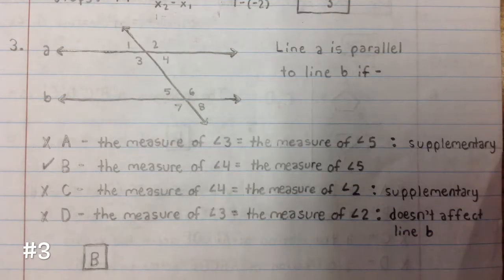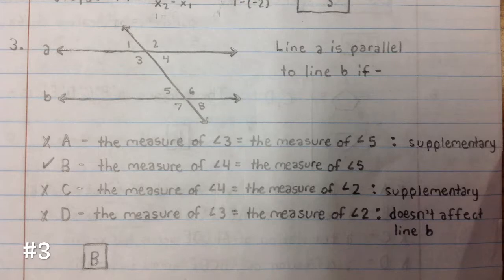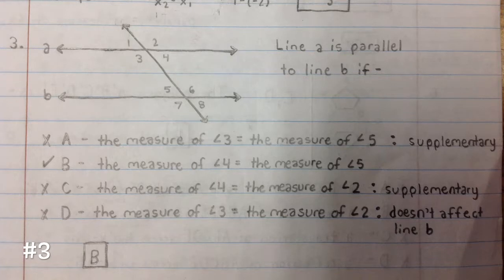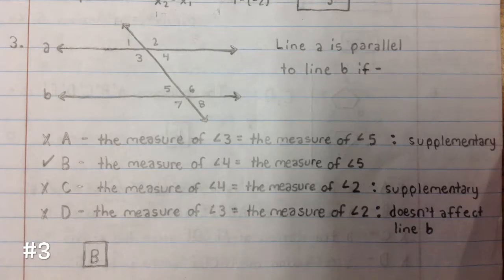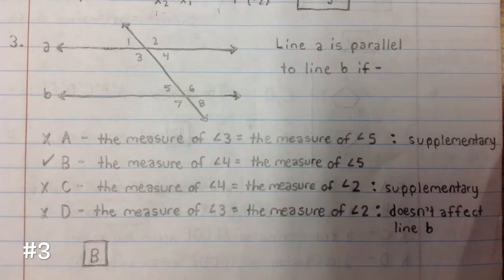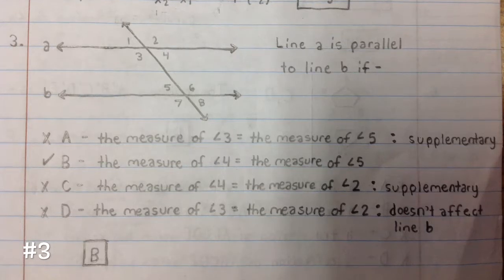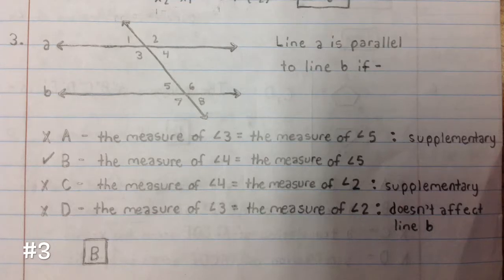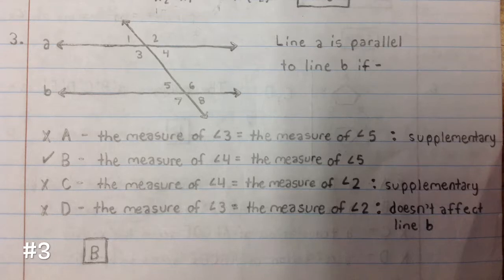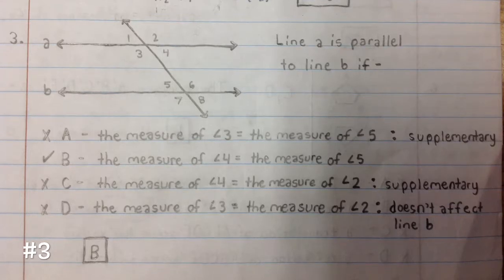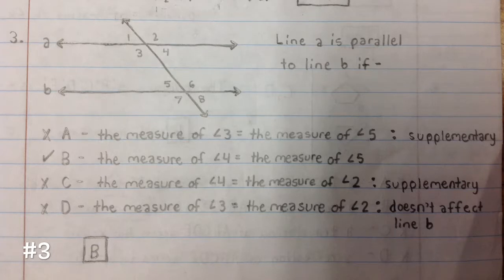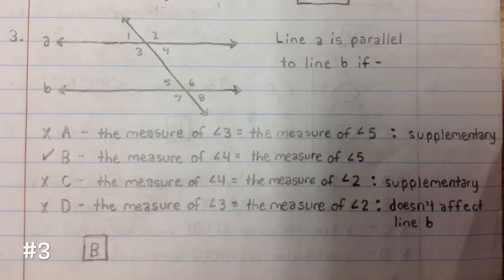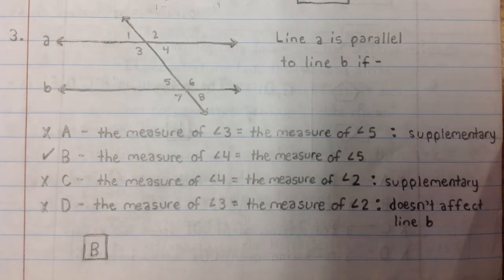For number 3, we have to find what two specifications make line A and line B parallel. So A wouldn't be true because 3 and 5 are supplementary. B actually works out, so we're going to check that for now and see if the other ones work out or not. C, the angle of 4 and angle of 2 are supplementary, so that's not the answer either. And for D, line angle 3 and angle 2 being the same doesn't affect line B, so they can't be parallel just because of that. So the only answer left is B, so that's your answer.